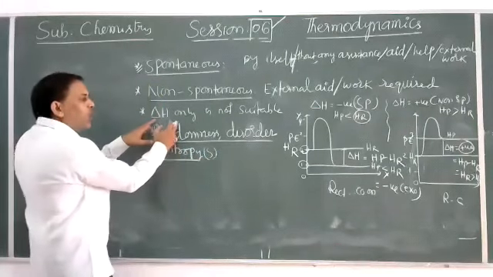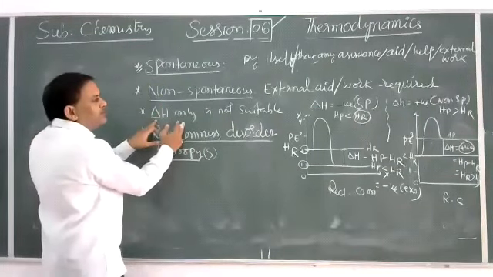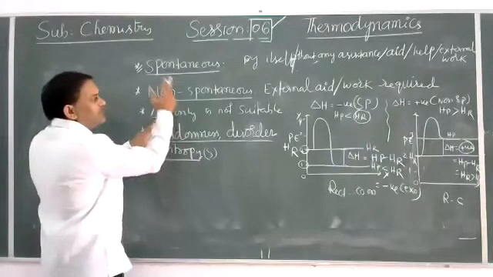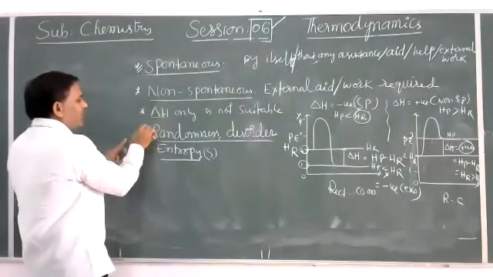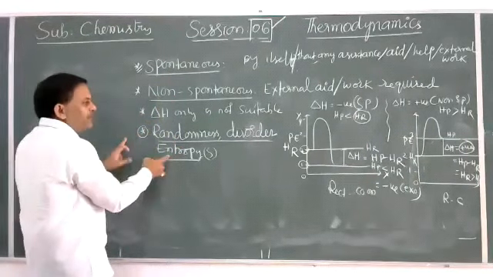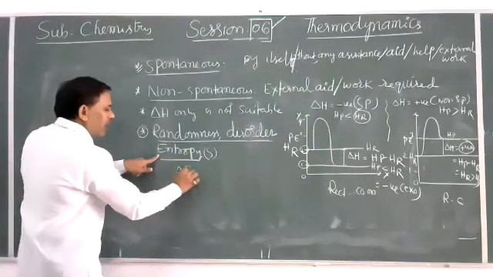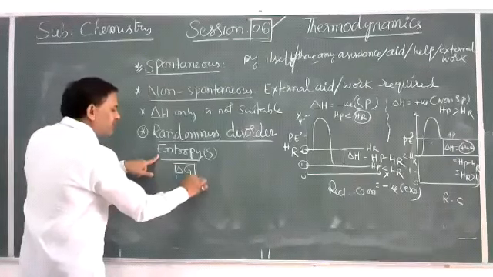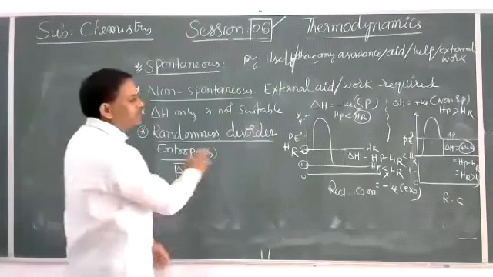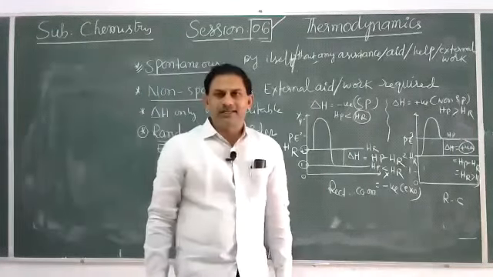Delta H only is not suited to explain the spontaneity or non-spontaneity of a process. One more important factor is required: entropy. In the next session, I will complete this entropy, cover the last concept, and cover the maximum previous year questions.